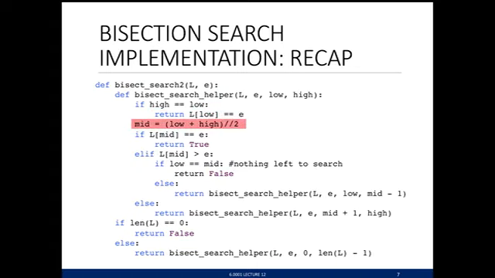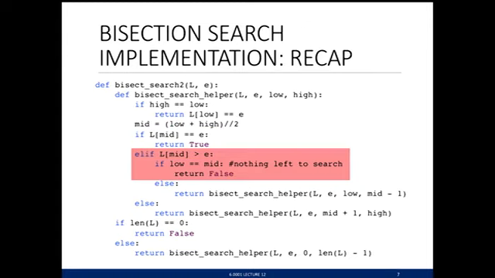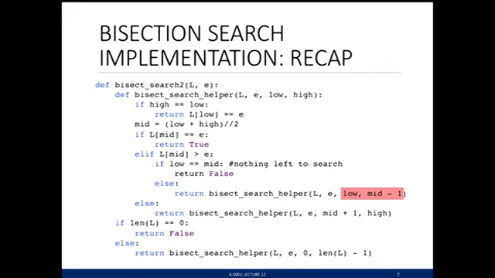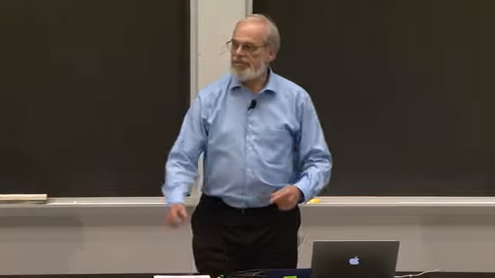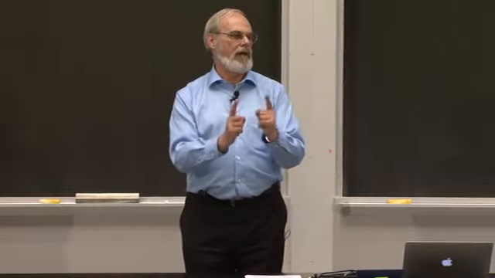Otherwise, pick something halfway in between, and ignore this case for the moment. Basically, then check to see, is the thing at that point bigger than e? In which case, I'm in general going to call this only from the low point to the midpoint. Otherwise, I'm going to call this with the midpoint to high. And that was just this idea of keep cutting down in half the size of the list.